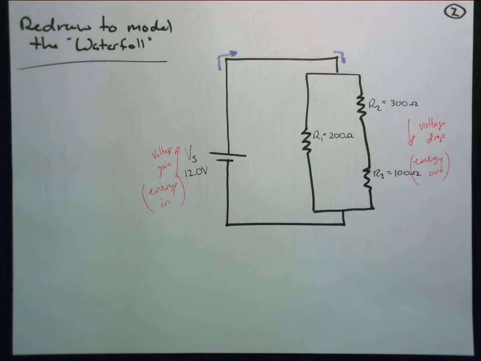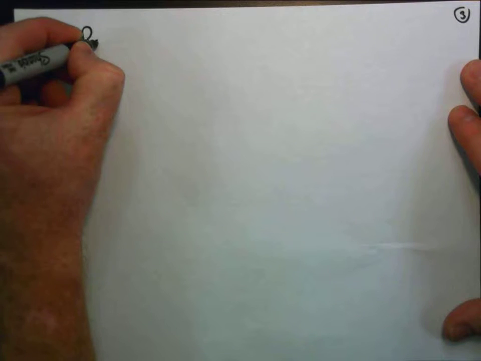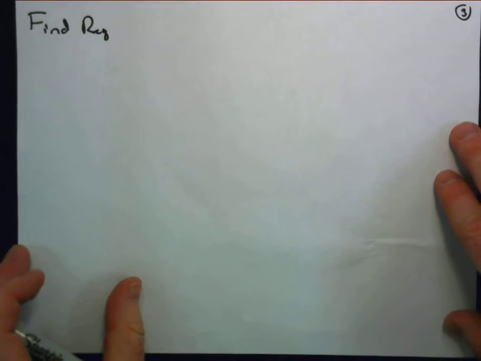Cool. All right. So I've got the redraw. This is not at all a required step, but I personally like to do it. So I'll come back to that again as well. So now we got to get to the first task on our list. Overall resistance, equivalent resistance. So I'm going to find REQ.